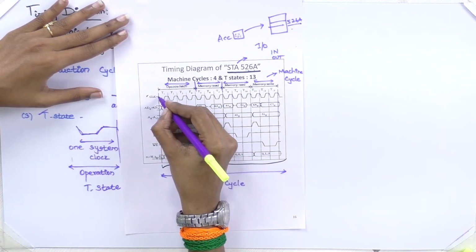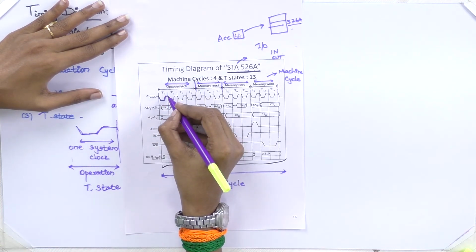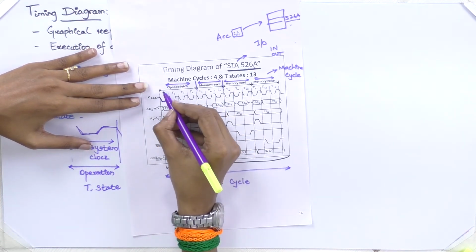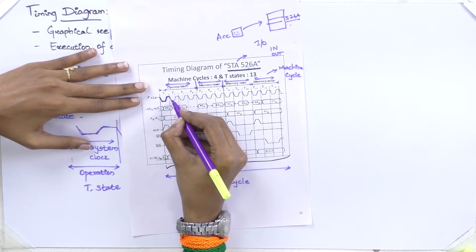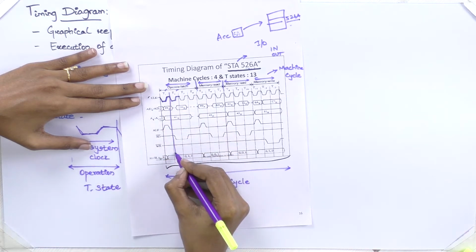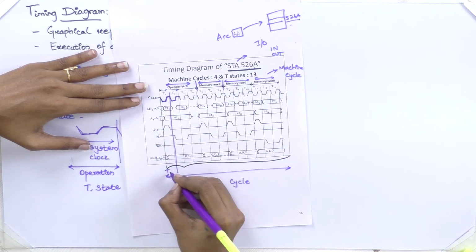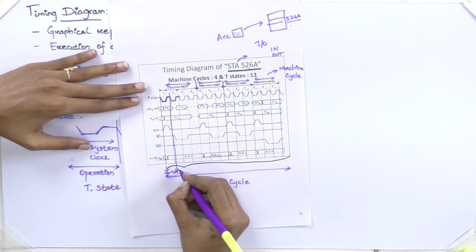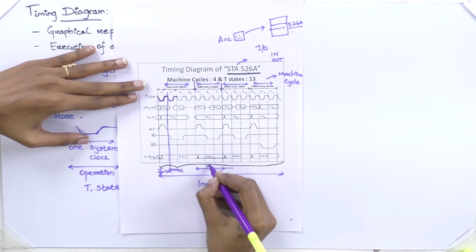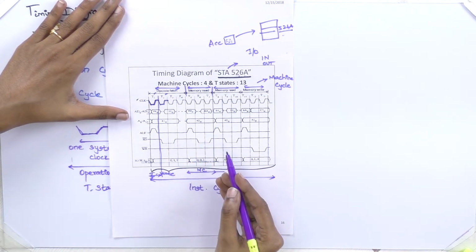So T state is nothing but the portion of an operation done in one system clock. One system clock is nothing but one low pulse, one high pulse. This is one T state. So another low pulse, another high pulse, this is another T state. The operation done during this one system clock is known as a T state. This is T state, and this is machine cycle. Fine. So can you identify the difference between these things?